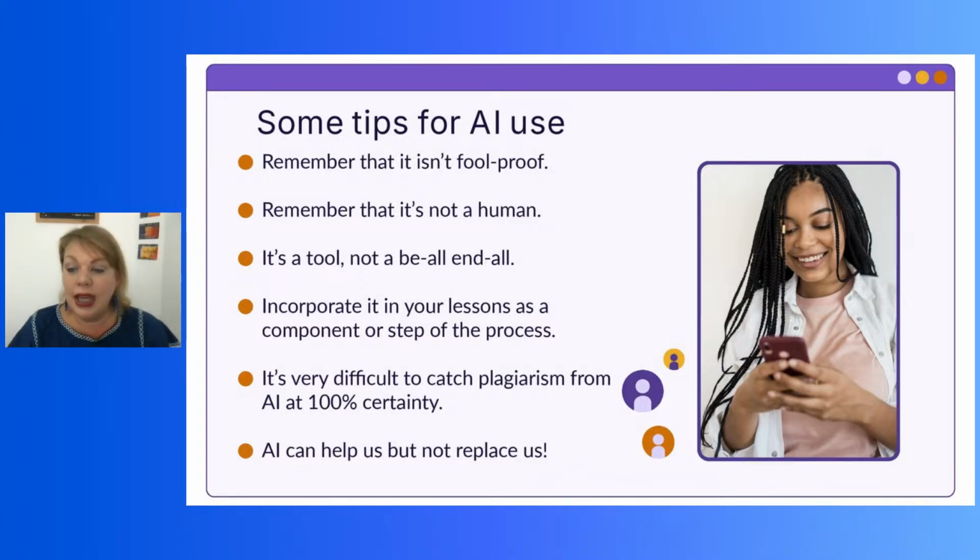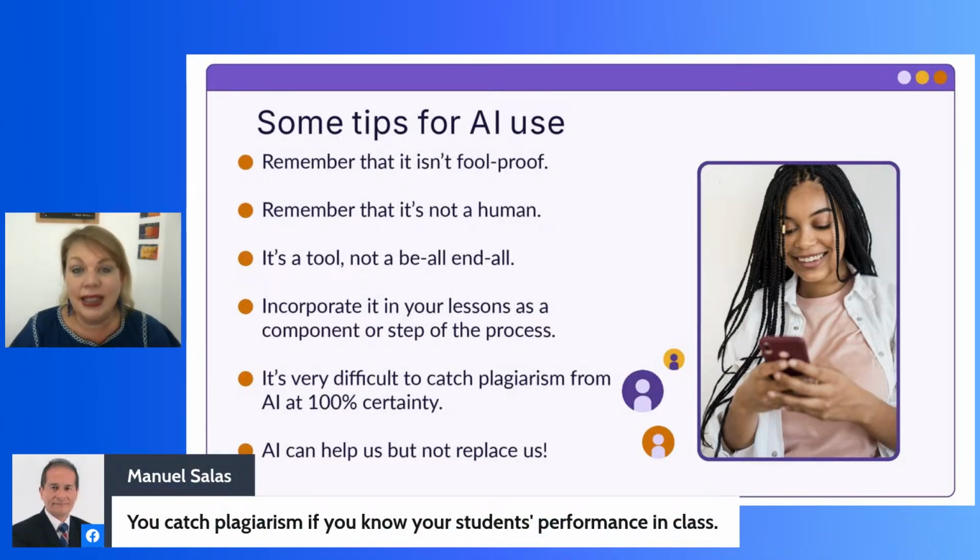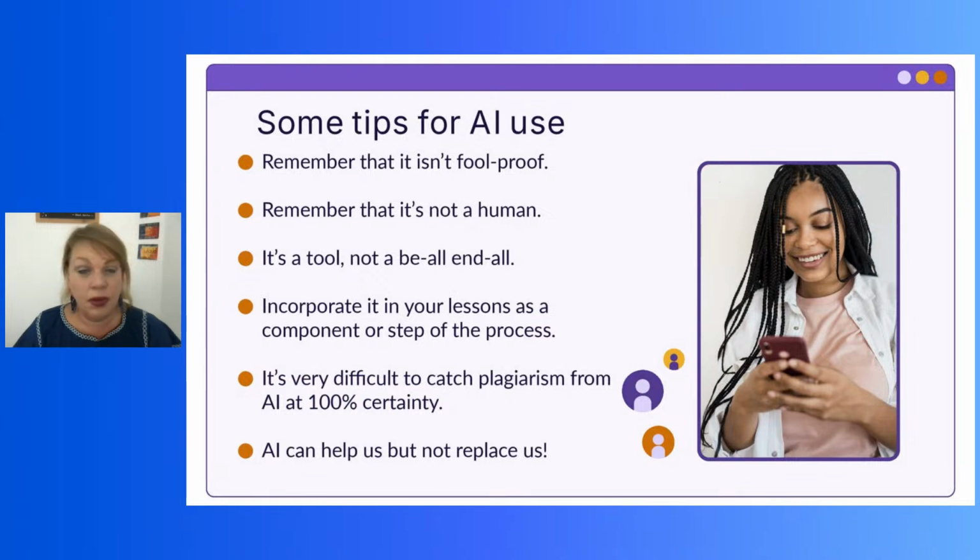Manuel says in the chat, you can catch plagiarism if you know your students' performance in class. Absolutely. I think this is a very important comment. Thank you, Manuel. Yes. If I know a student in my class is not capable of writing a complete sentence in English without a mistake, and suddenly they produce a page-long essay that is flawless, we can assume, we can guess that they might have committed plagiarism, but it's very difficult. That's a very sensitive topic. It's very difficult to accuse a student flat out of committing plagiarism, but it's true. We can use that to gauge whether or not perhaps a text could be AI generated.